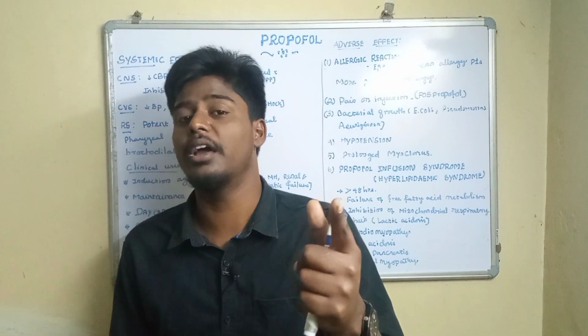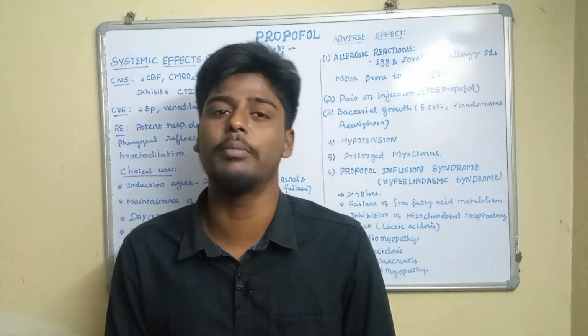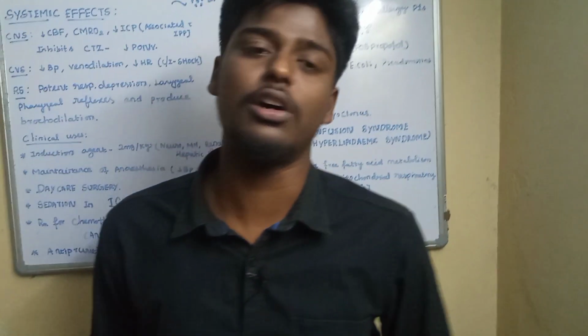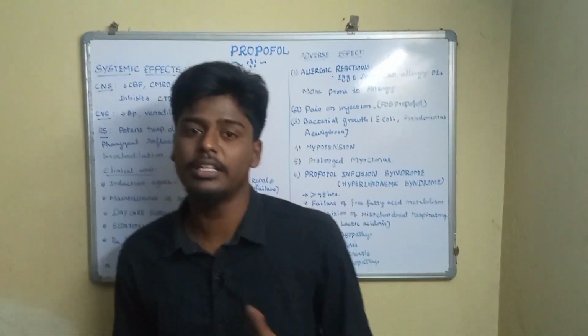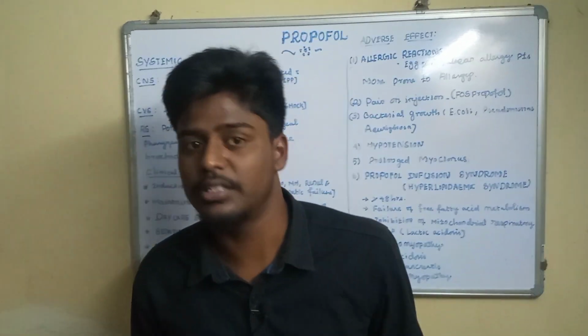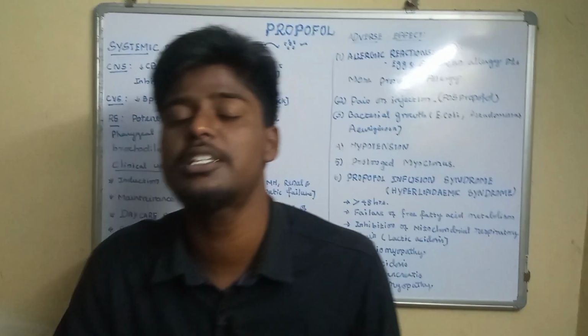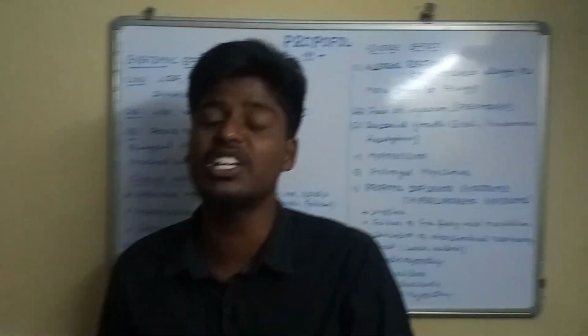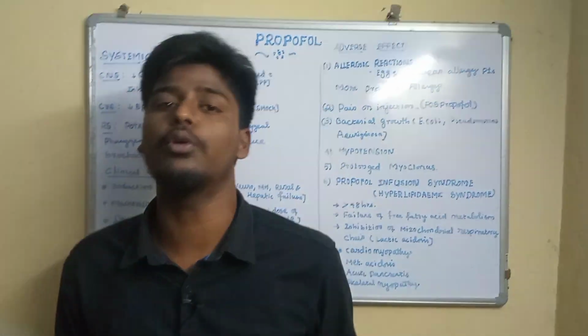the chemoreceptor trigger zone, which we already know is concerned with nausea and vomiting. So it produces a decreased nausea and vomiting effect. That is the effect in the CNS. In the CVS, that means the cardiovascular system, it produces decreased blood pressure and decreased heart rate, and it produces venodilation.